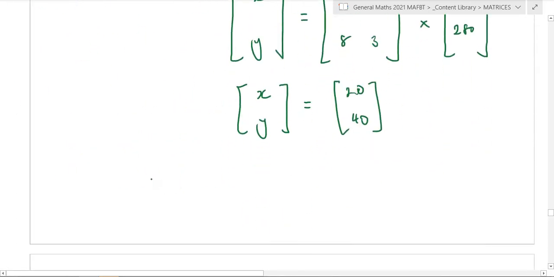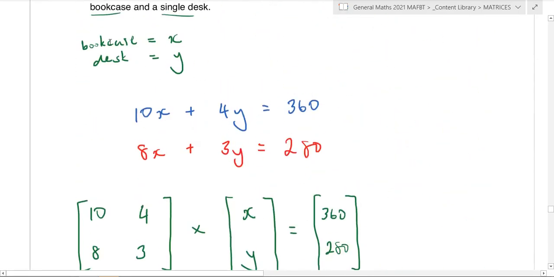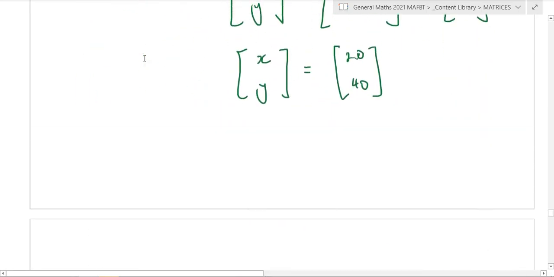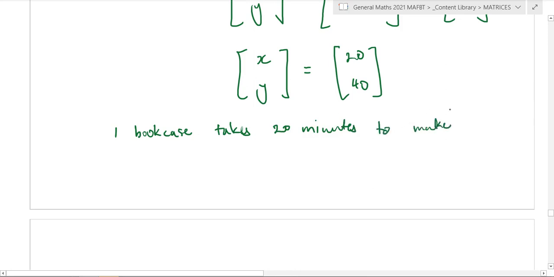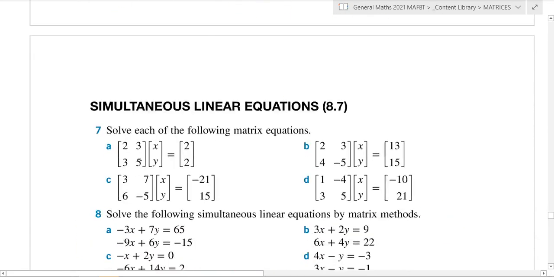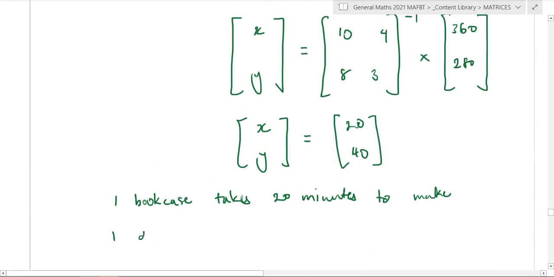Okay, put it in context though when you finish. So remember what X represents? X was the bookcase, Y is desk. So you'd write as your final answer, one bookcase takes 20 minutes to make. You don't have to make, I'll just write that here, to make. And then one, what was the other one? Desk takes 40 minutes to make.